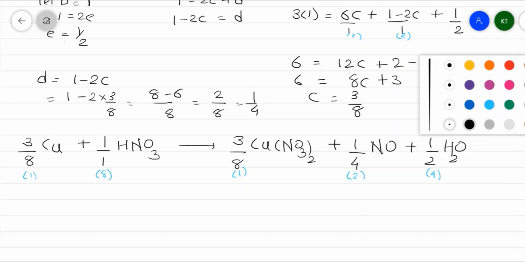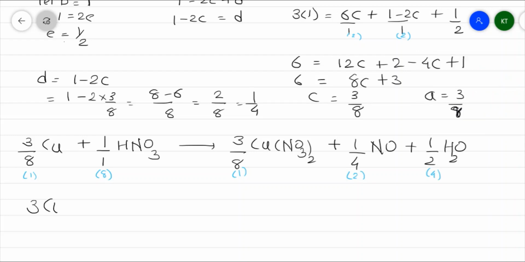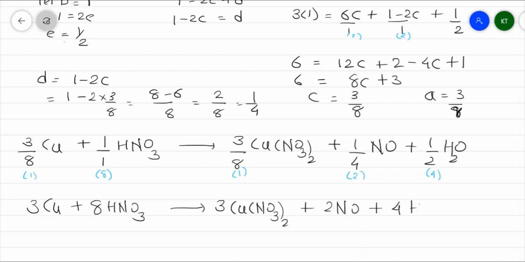Now 3 into 1, I have 3 Cu, plus 1 into 8, that is 8 HNO3, which will give me 3 Cu(NO3)2, plus 2 NO, plus 4 H2O, because 4 into 1.